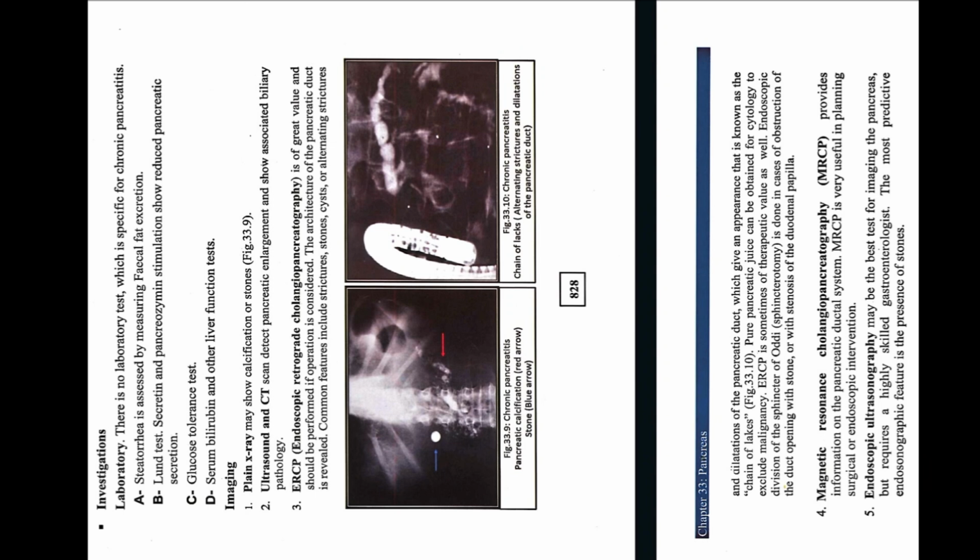So common features include strictures, like narrowing, or it will show stones or maybe cysts, or alternating strictures or maybe dilatations of the pancreatic duct, which give an appearance that is known as chain of lakes. Okay, so these dilatations and strictures look like a chain of lakes.